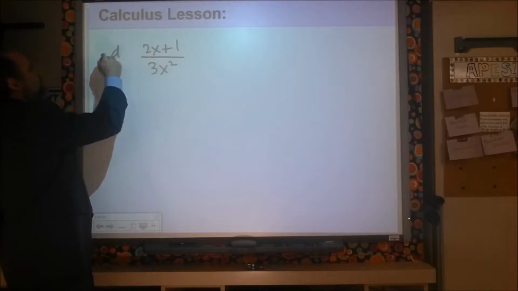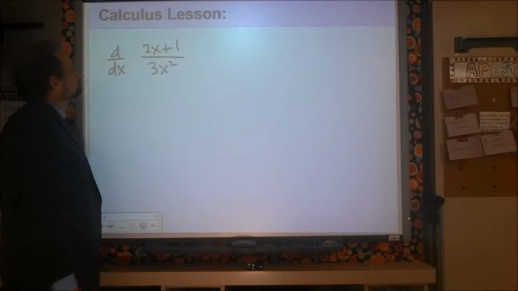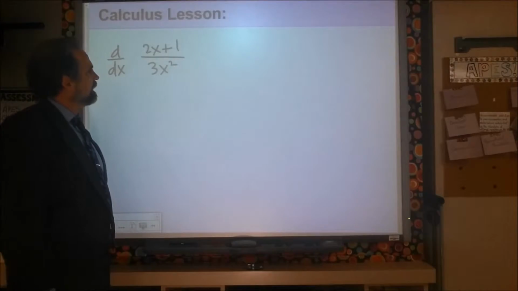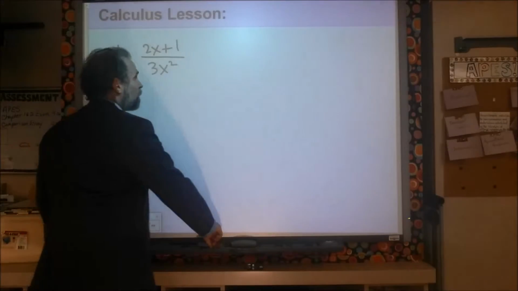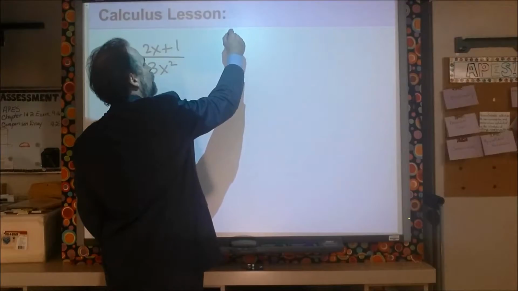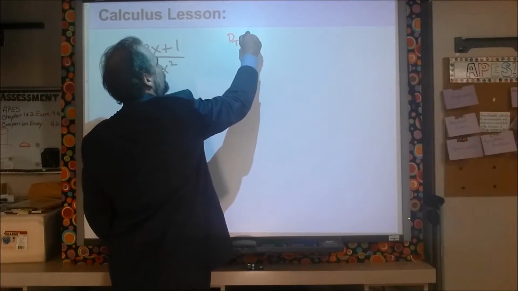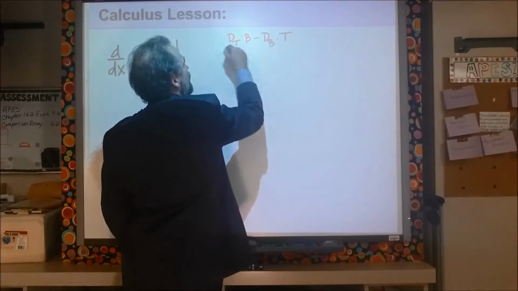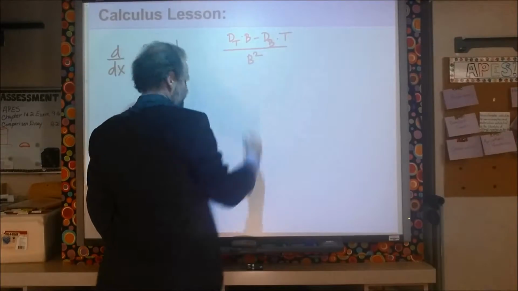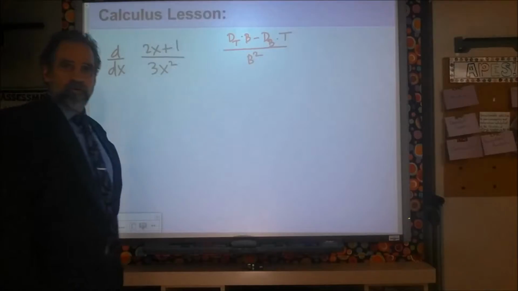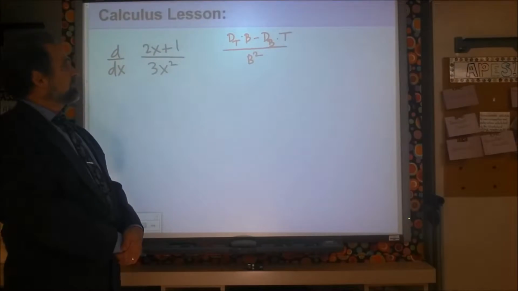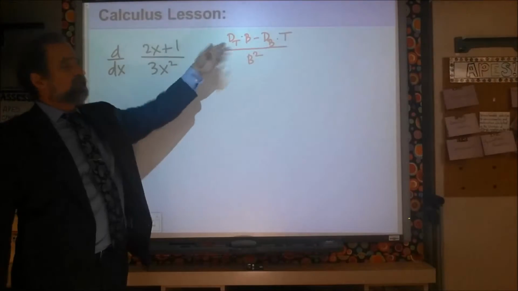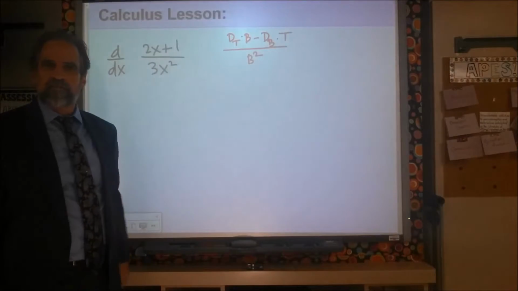And I'm going to do the derivative of that with respect to x. And I'm going to go ahead and write my rule in its form: the derivative of the top times the bottom minus the derivative of the bottom times the top, all over the bottom squared. Very important. And let's go ahead and apply that. Let's just do that first, and then we'll test it the other way to verify it.